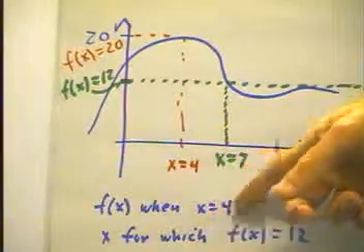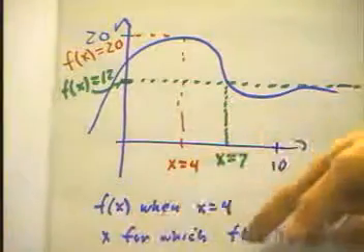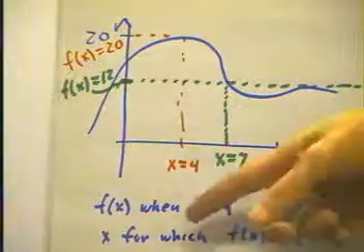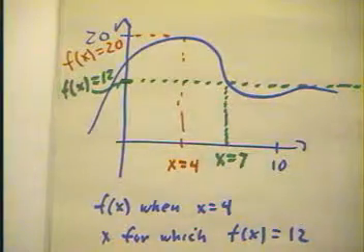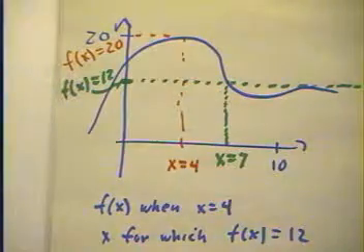What is f of x when x equals 4? And what is x when f of x is 12? For what x does f of x equal 12? Now if we interpret these questions carefully, it's not very difficult to get the answers.